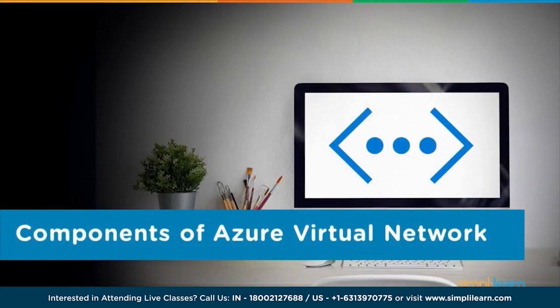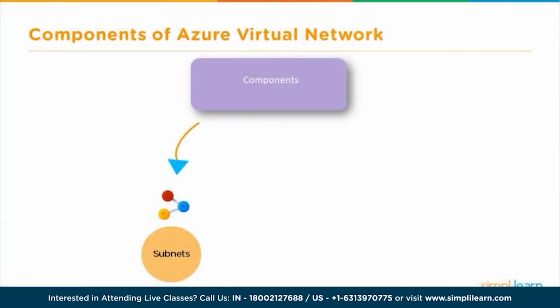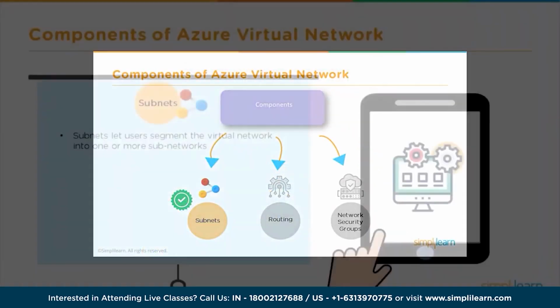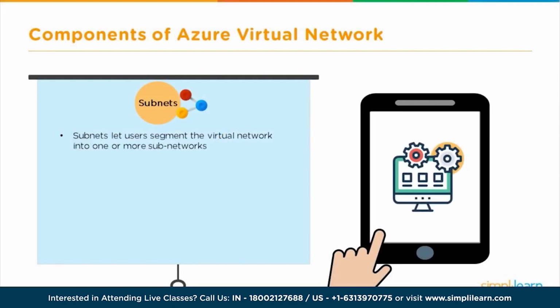Now, what are the components of Azure Virtual Network? One of them is the subnets. Then you have routing. Then you have network security groups. Now, what do we mean by subnets? The subnet is one of the major, or a prime important component in the virtual network.